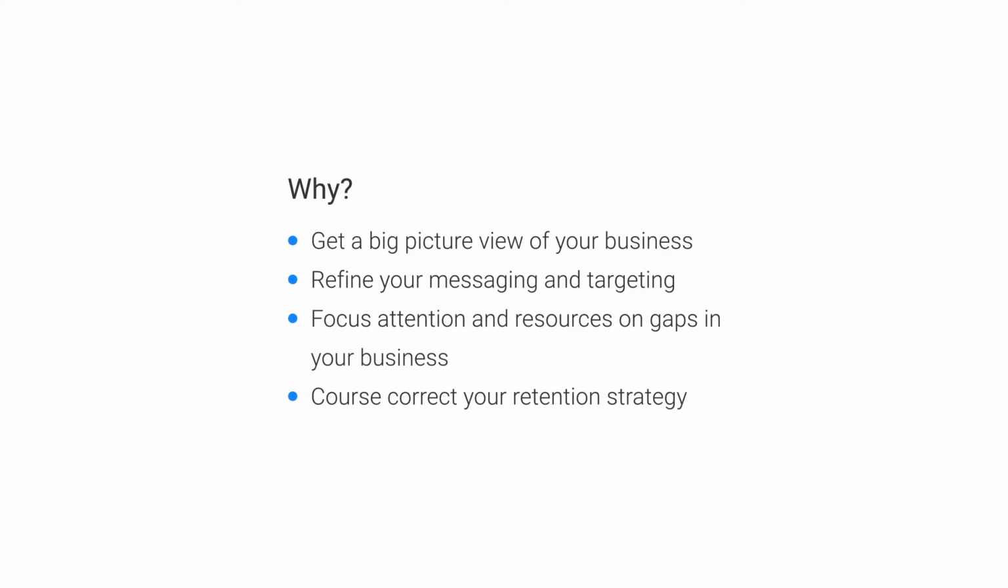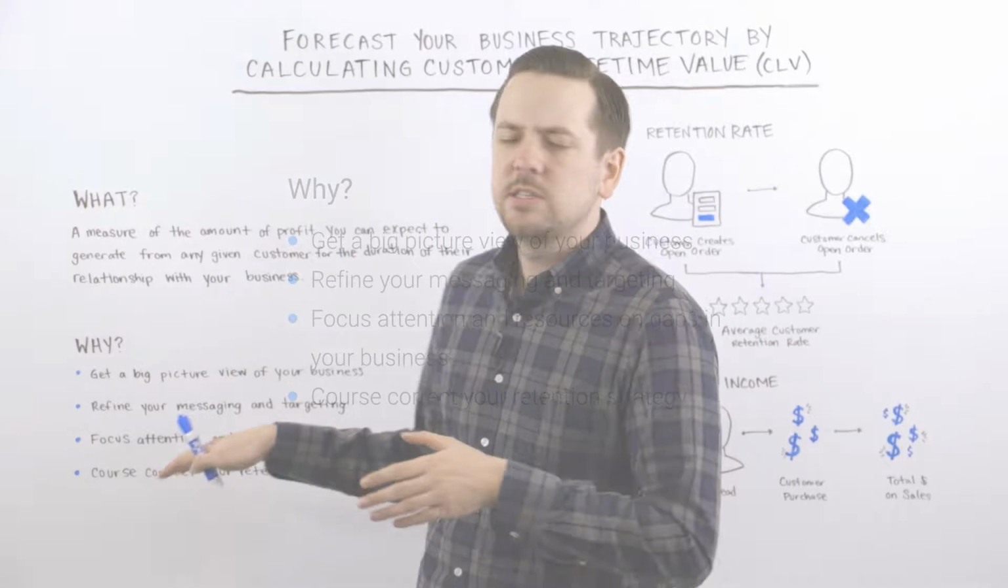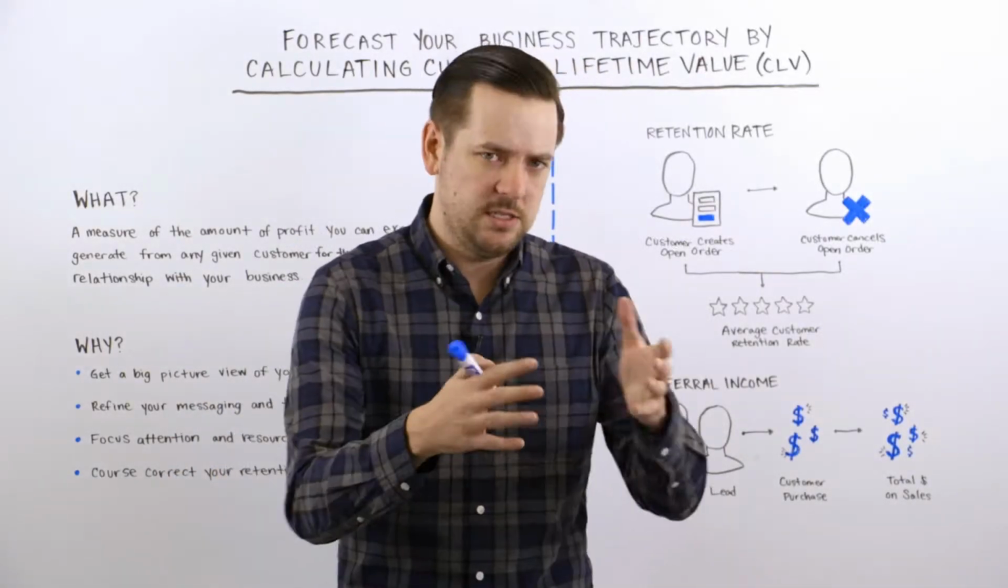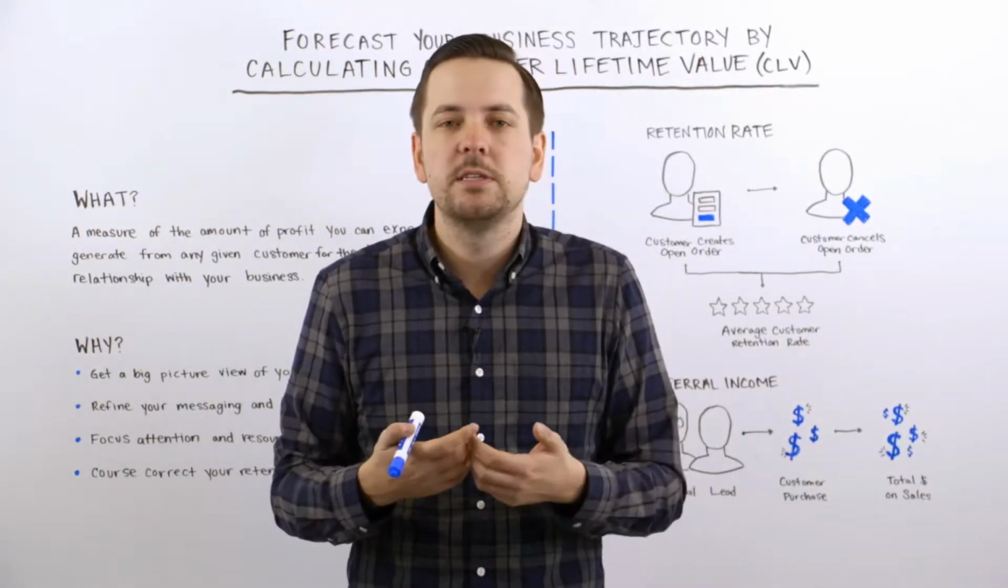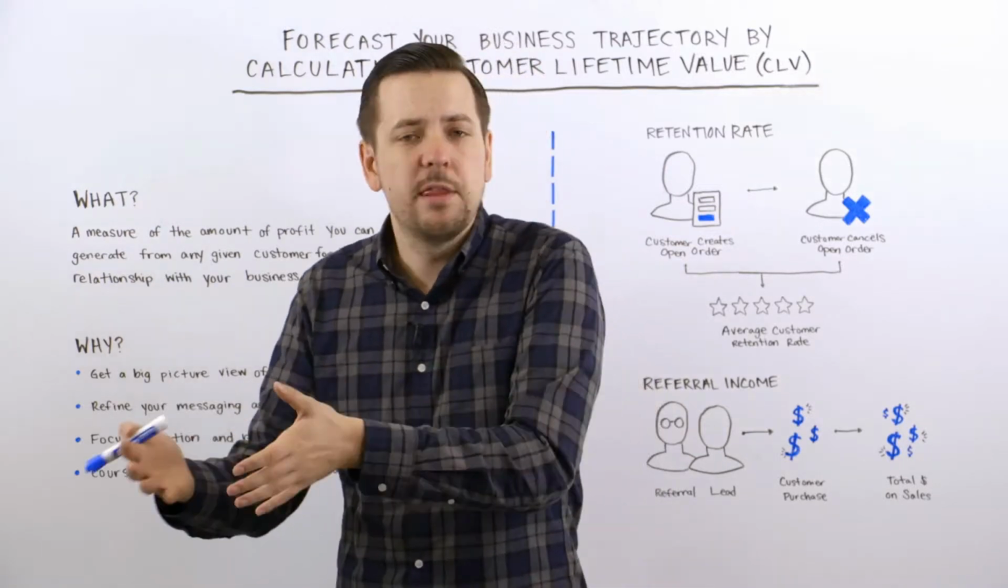All right, and then 4th, you can course correct your retention strategy. So this one's interesting and it sort of touches on what I had just talked about, but let's say instead of sunglasses, you're selling software like Ontraport, right? And we sell software per month.